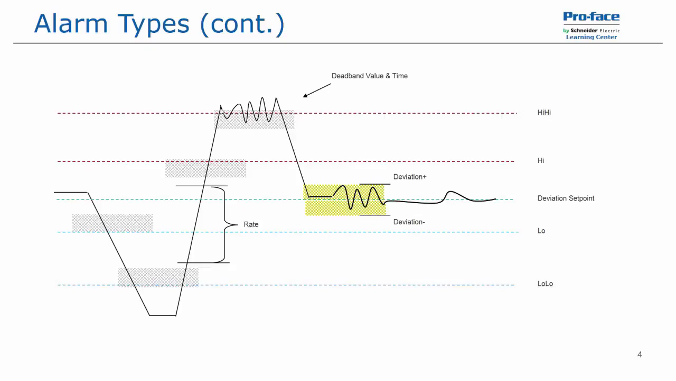And then we have the deadband value in time. And as we see here, the value of the tag fluctuates within a certain amount of time, so we can ignore that fluctuation and not trigger an alarm based on that. And then we see it come back down and it normalizes here, but then we see it fluctuate a little bit more. Well, if we have a deviation plus and minus set, we will get an alarm whenever the tag goes outside of those values. And this green line represents the deviation set point.